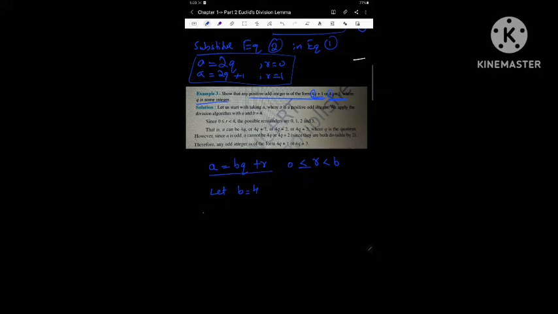Then next let's substitute. Before substituting, let's check what will be the condition of r. If b equals 4, then r should be greater than or equal to 0 and r should be less than b, and our b is 4, so therefore r will be 0.